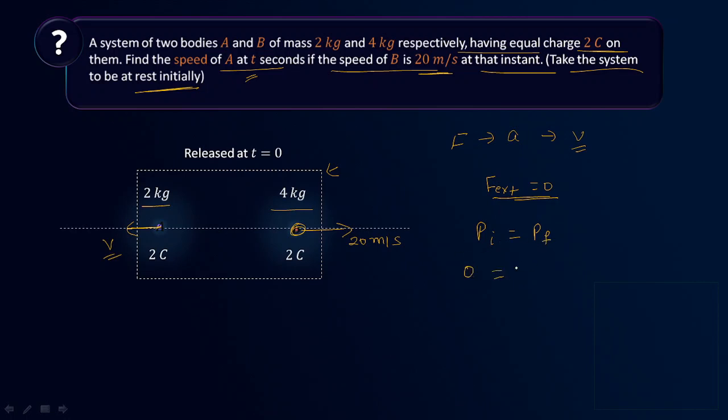Momentum initial was how much? 0, and final will be equal to 2 into V moving in the opposite direction, so a minus sign, plus 4 into 20. So from here we can say that V will be equal to 4 into 20 by 2, which is 40 meter per second. Yes or no? Simple. And the direction is opposite. We have already considered that, so we got a positive sign. Otherwise, if you consider plus here, it will become minus. That means whatever direction we assume, it is opposite of that. Simple, easy.